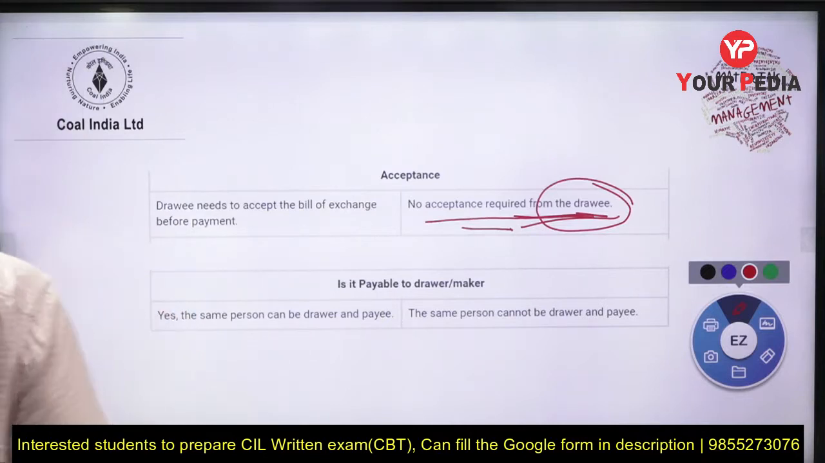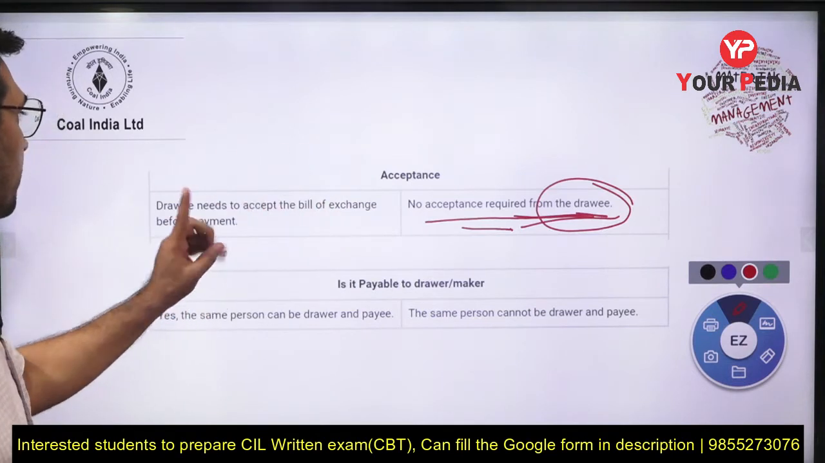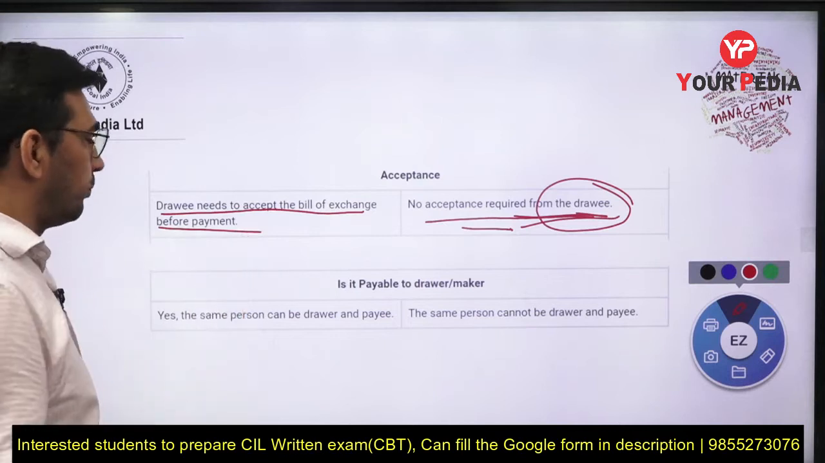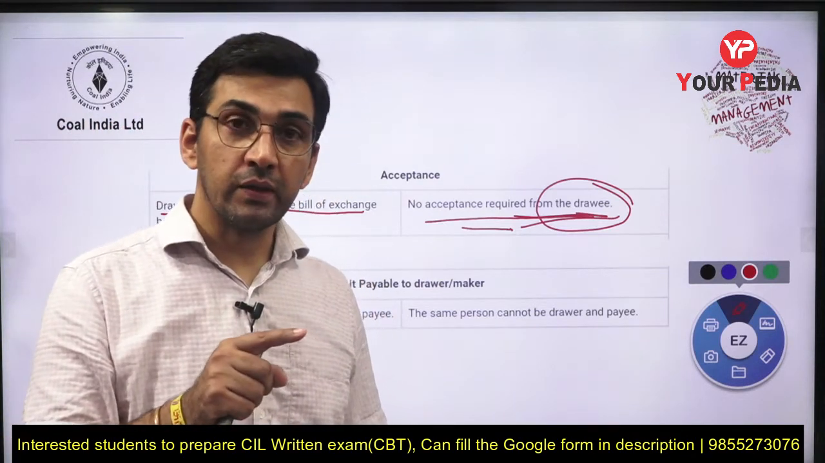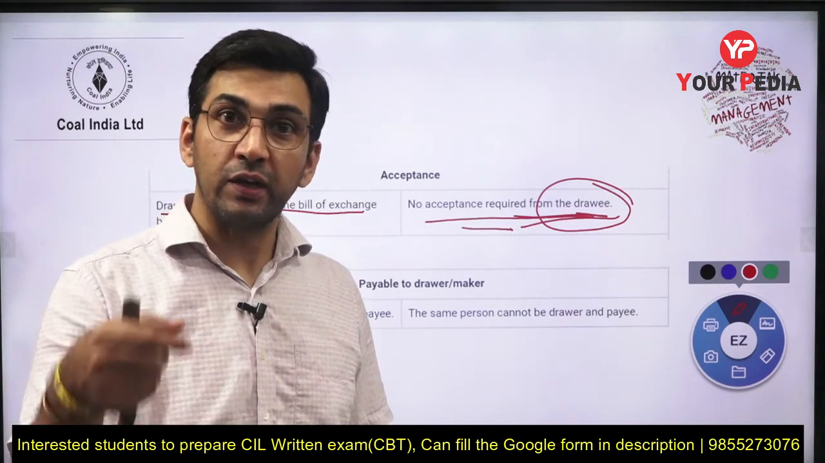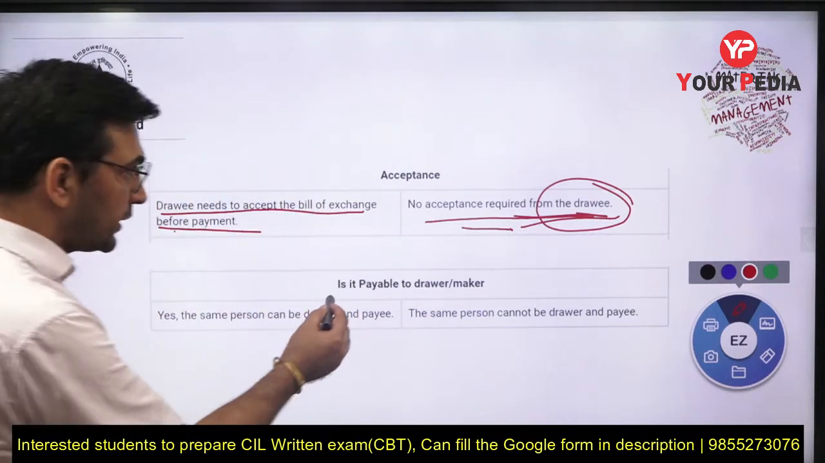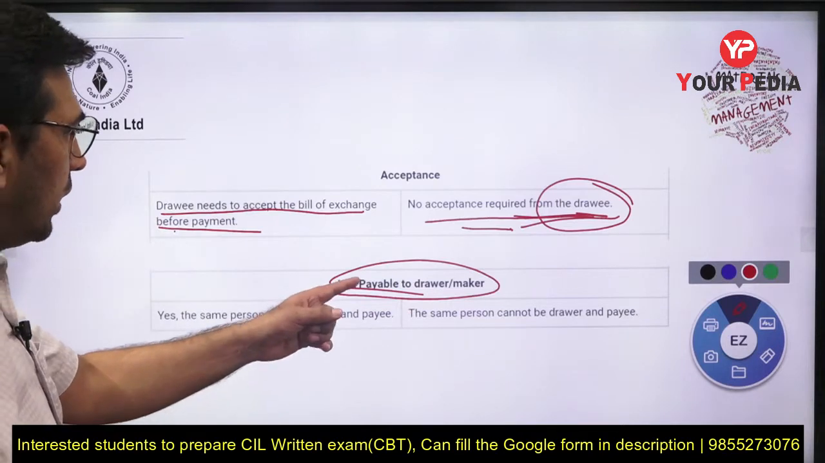So same way, let's go to the this one. Drawee needs to accept the bill of exchange before payment. Obviously इस केस में तो आपको करना पड़ेगा. जो drawee कौन है? Draw किया है supplier ने, and drawee is customer. So until customer accept it, that drawee accept it, it carries no meaning, right? Is it payable to drawer or maker?